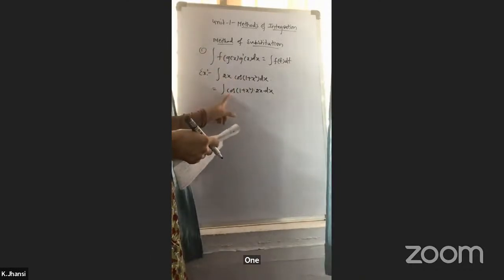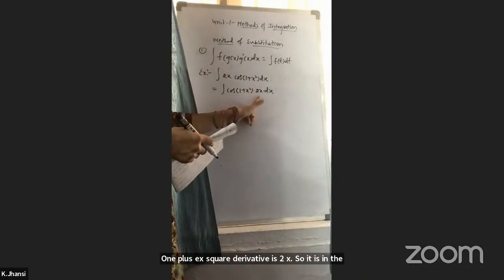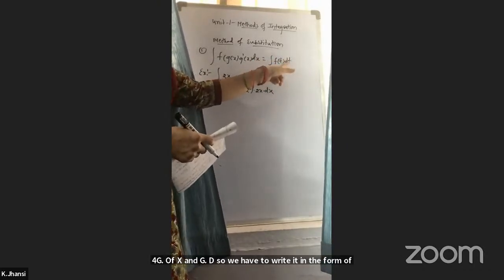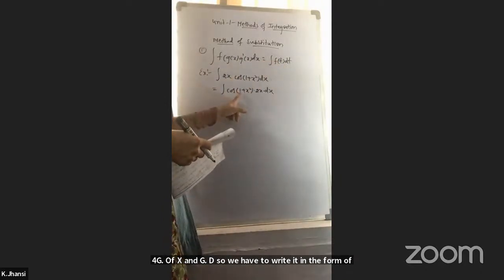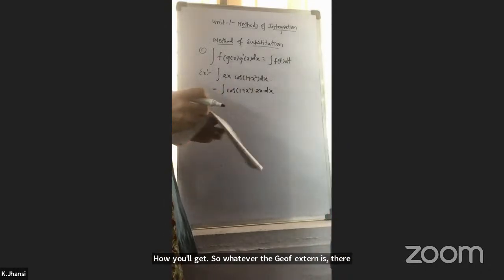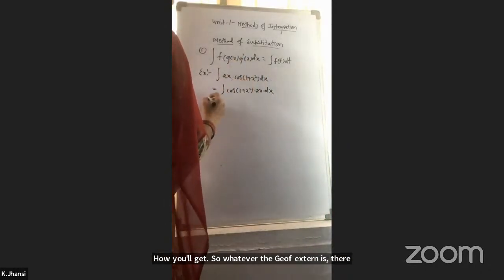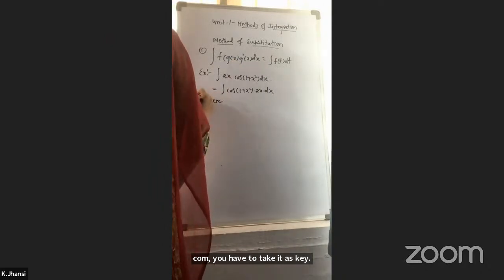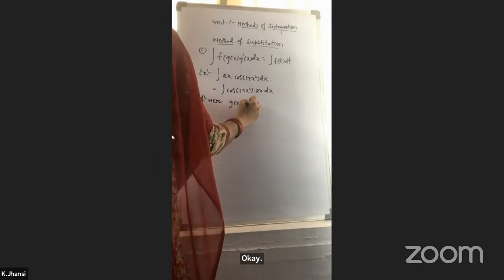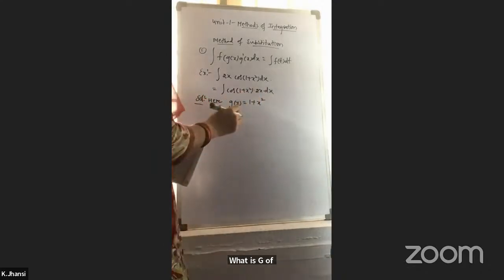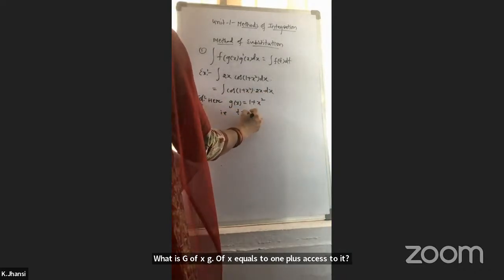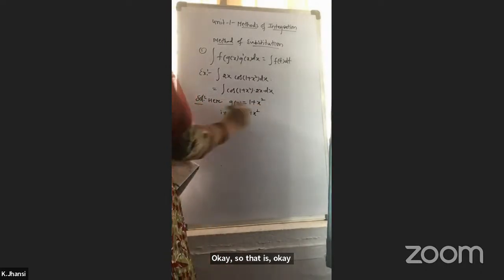So it is in the form of f of g of x and g dash of x. So we have to write it in the form of integration of f of t into dt. How will you get t? Whatever the g of x term is, you have to take it as t. So first you write the solution. What is g of x? g of x equals 1 plus x square. So we can take t equals 1 plus x square.